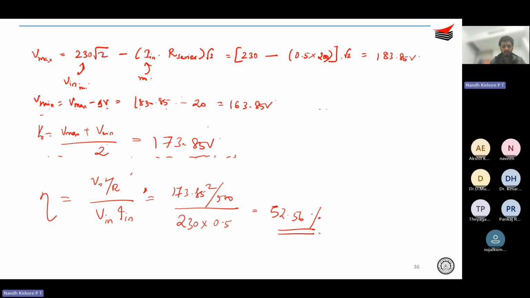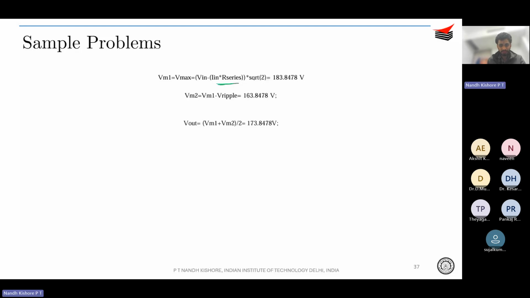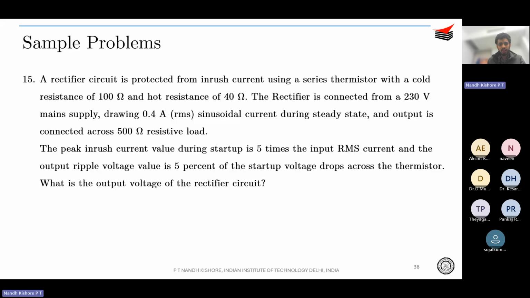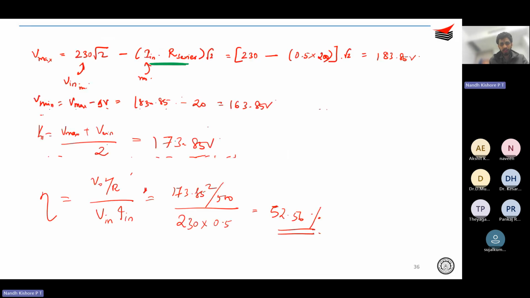Obviously you see the efficiency falling because of the current limiting resistor. Okay. So yeah, the current limiting resistor needs to be considered. There will be a drop due to the current limiting resistor. Correct? Yeah. So now it is fine. We need to include I in into R series drop. Okay. So I forgot to include that in the first calculation, and that's why the efficiency turned out to be really high. Now if we do the calculations, you will get the efficiency to be somewhere around 52%.